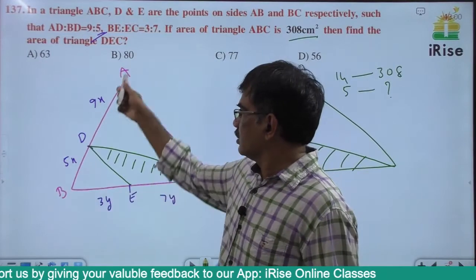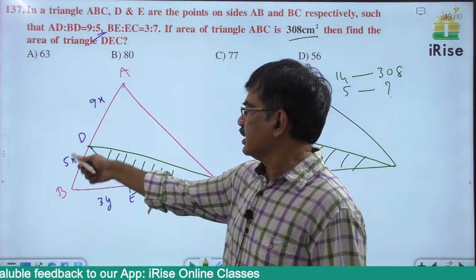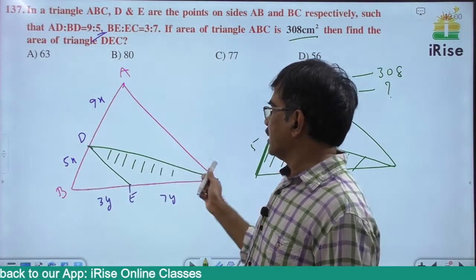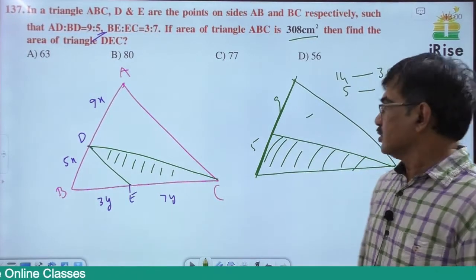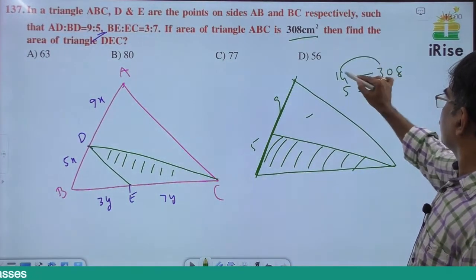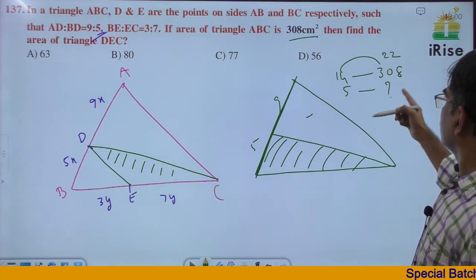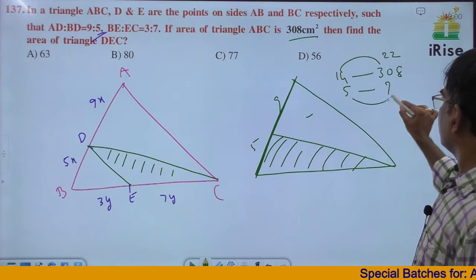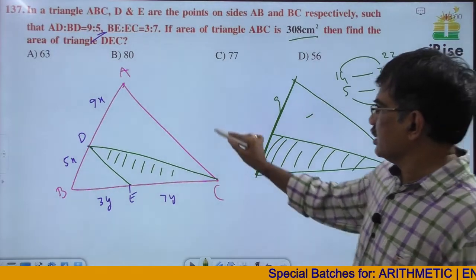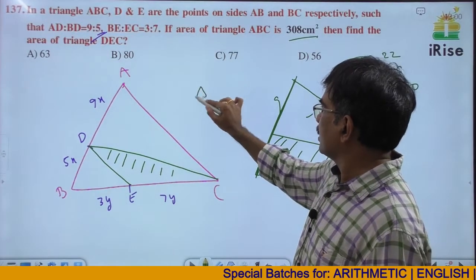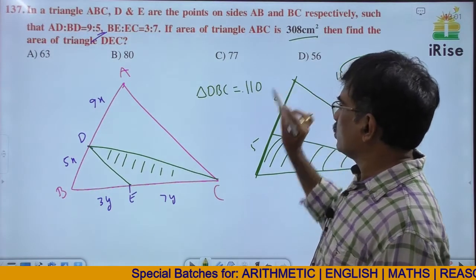This total triangle, this is the triangle. At this point the base is divided into 9 is to 5. 14 parts area is 308. What is 5 parts area? Use the logic. 14 times 22 is 308, so 5 times 22 is equal to 110. So therefore the area of triangle DBC is equal to 110 square units.